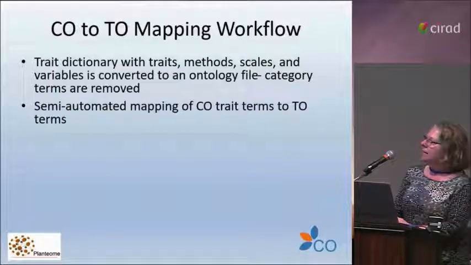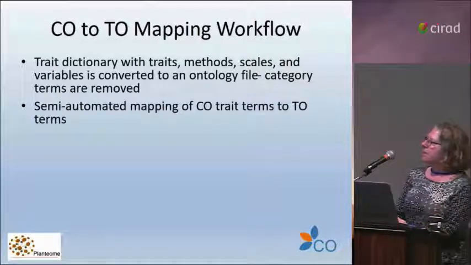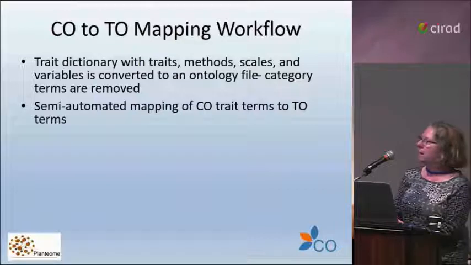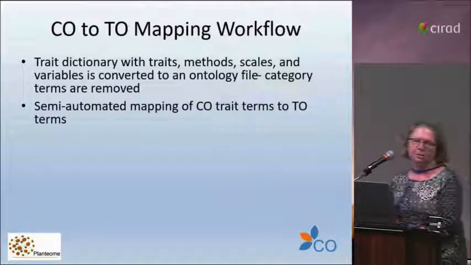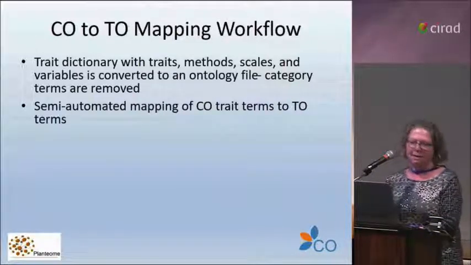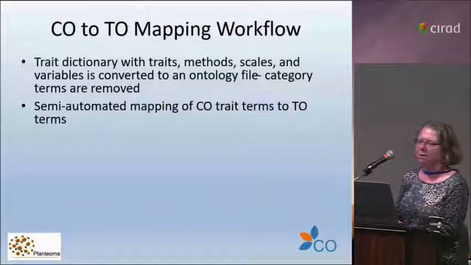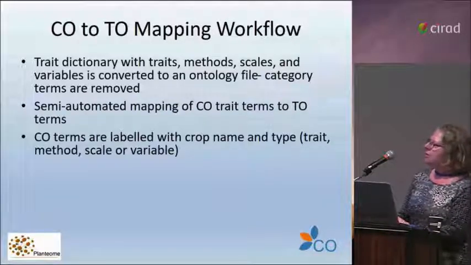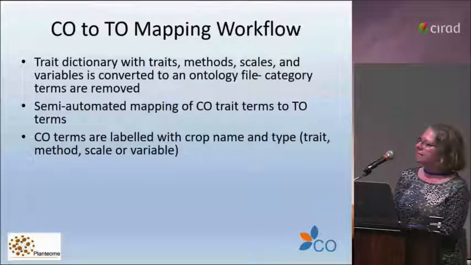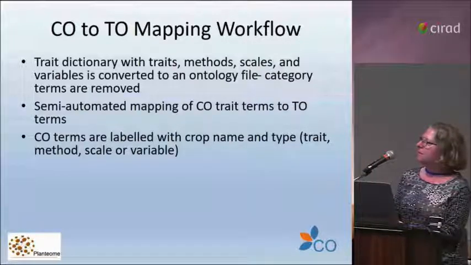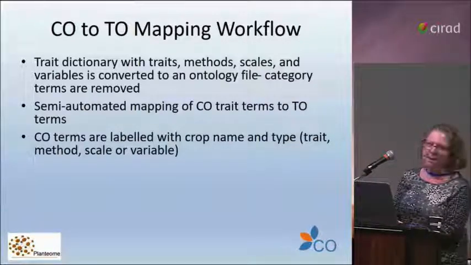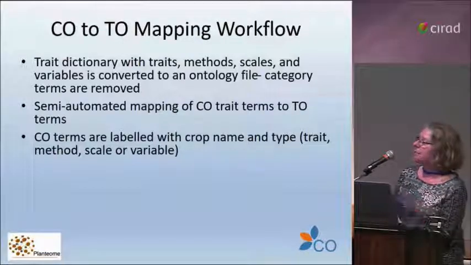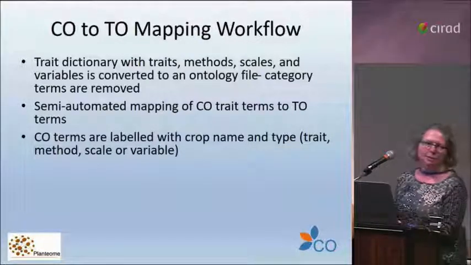And then Marie has developed a semi-automated mapping process where we map the CO trait terms to the TO terms. And I'll explain that semi-automated mapping in a little bit more detail in a minute here. And then once that's done, the CO terms are labeled with the crop name and the type of trait that it is, or the type of term it is, such as trait, method, scale, or variable.